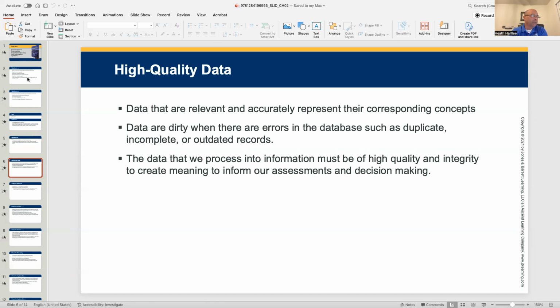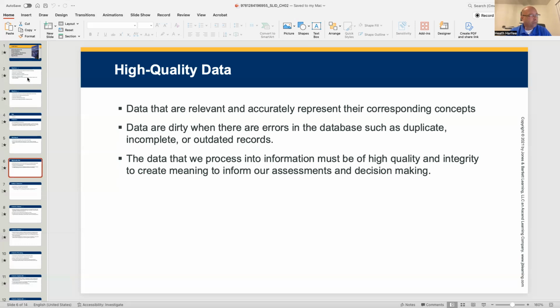The data that we process into information must be of high quality and integrity to create meaning, to inform our assessments and decision making. This is everything that goes into high quality data. When we refer to data as being dirty, where there are errors in the database, such as duplicates, incompletes, or outdated records, maybe when we entered some information, we didn't enter all the information, or a patient didn't give us all their information, or for whatever reason we entered something twice. And this can skew data when we're looking at trends or when we're looking at a patient's record. It can skew the information that we have in there.